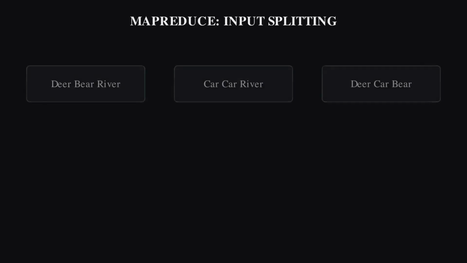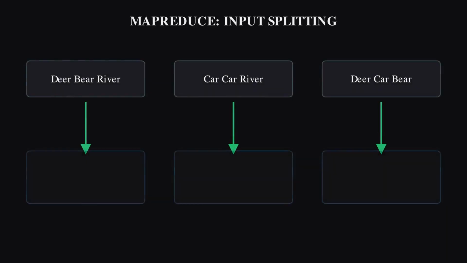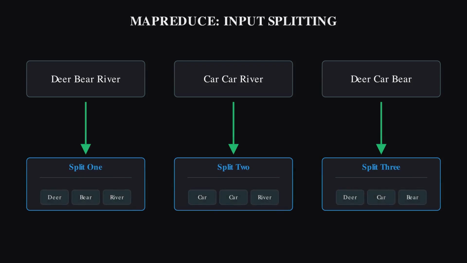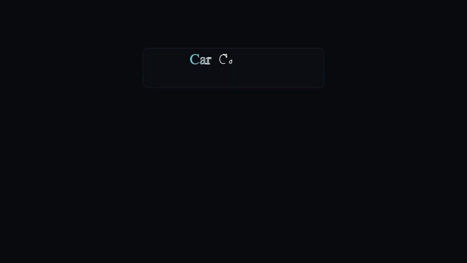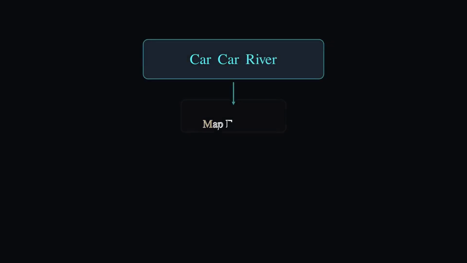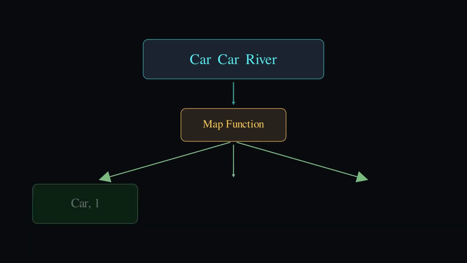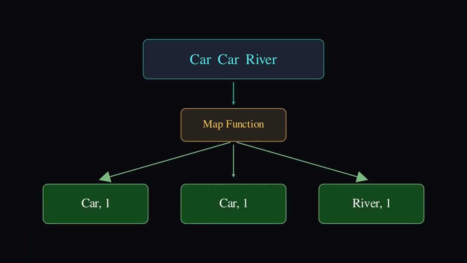The framework splits the input data into logical chunks. Each split is assigned to a separate mapper node. The user-defined map function processes the text. It emits each word as a key with a value of 1.